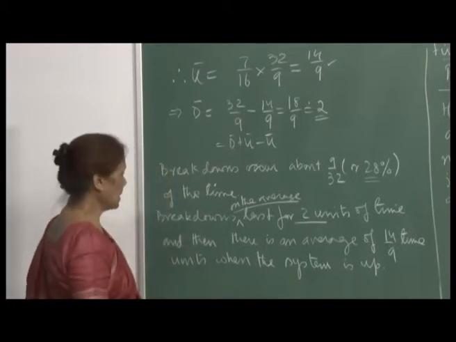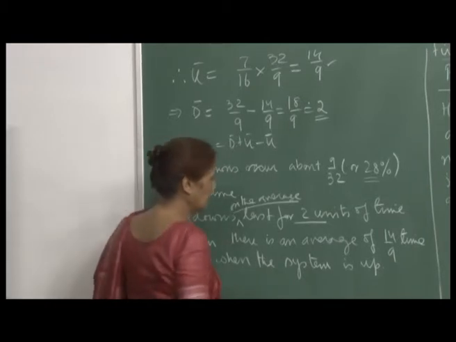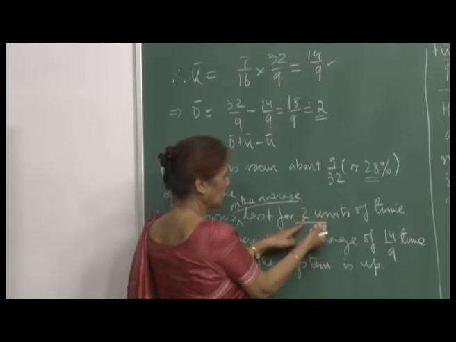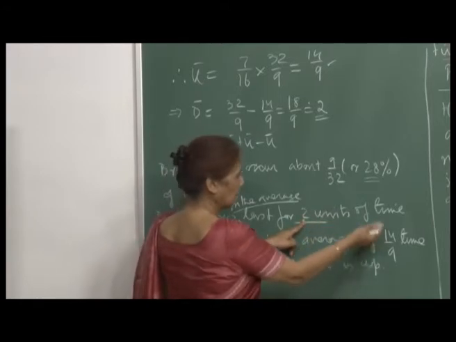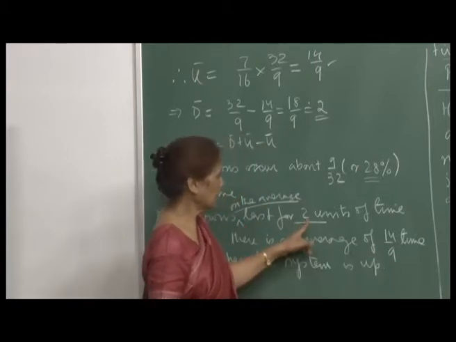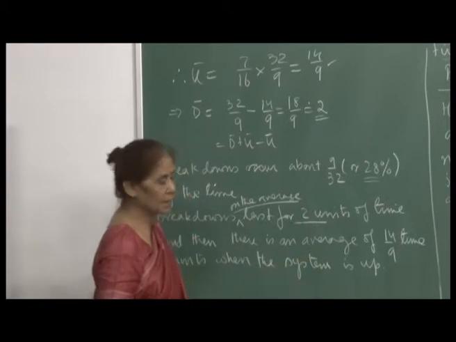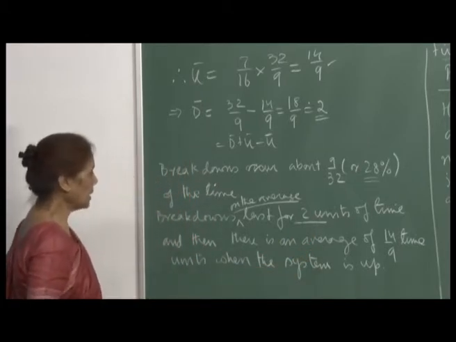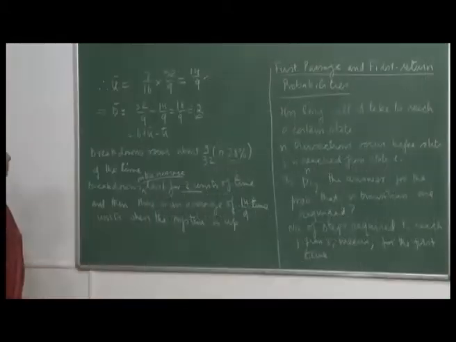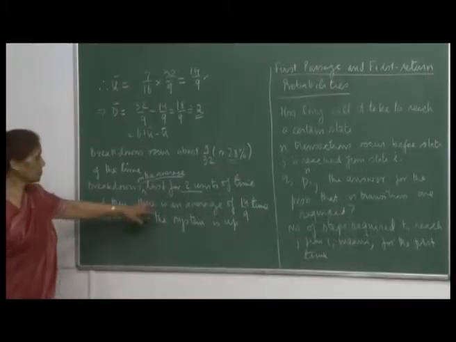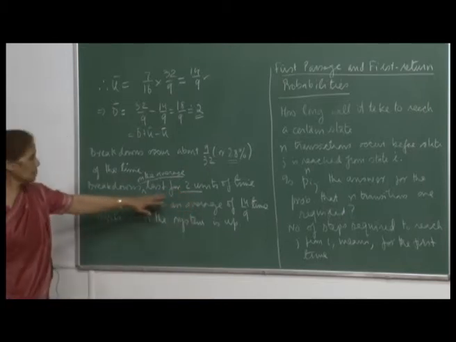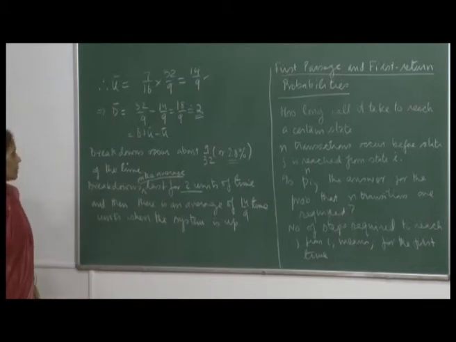Okay, now the thing is certainly the system is not in a very satisfactory situation, because on the average the breakdowns remain for 2 units of time, whereas your actual production time is only 14 by 9, which is less than 2 units of time. So, certainly the system is not in a very healthy state. And so, this again gives a warning to the manufacturer to do something about it, because the way the transition probabilities are given, this is what your conclusions are. Okay.